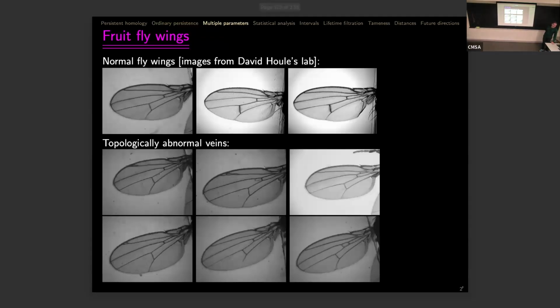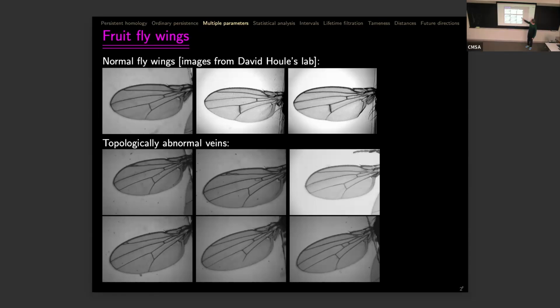They should look pretty much the same to you. These are topologically abnormal ones, and we want to do some statistical study that is able to deal with the fact that these are topologically abnormal. Like the one in the middle of the bottom, it has a vein that doesn't quite reach the edge down there. The bottom one on the right has two cross veins between the second and third longitudinal veins instead of only one, like these normal wings have only one.